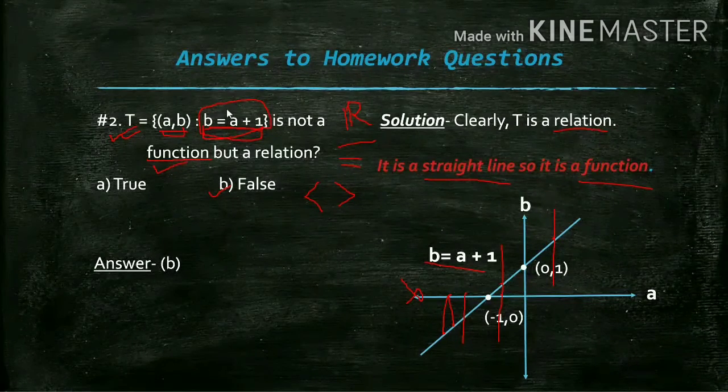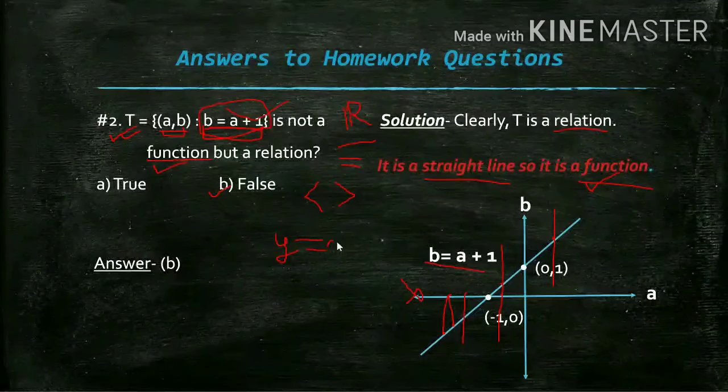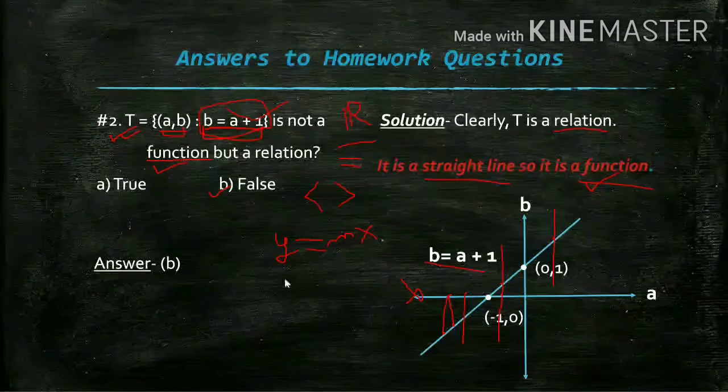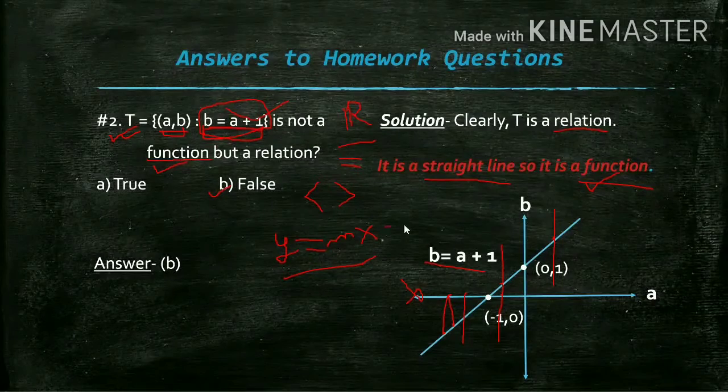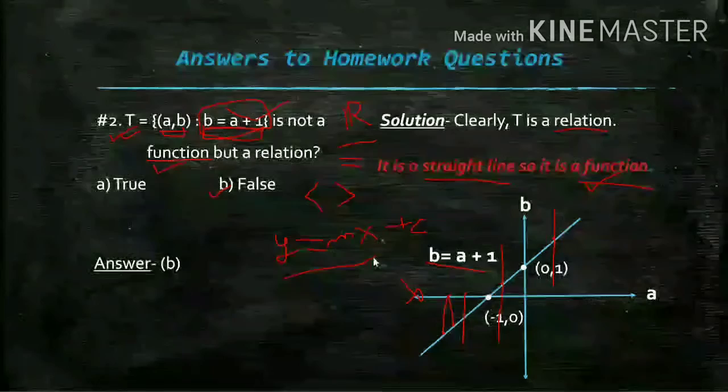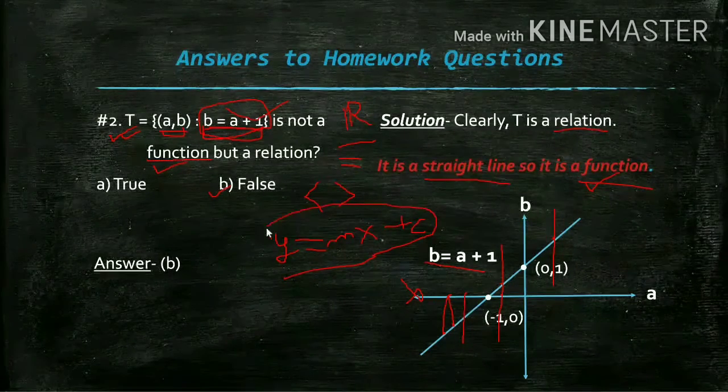So whenever you are given the relation of a straight line, you can directly say that it is a function, no doubt. Like as we did in the earlier case, y is equal to mx. There we also drew the graph and found out that it was a function, right? And in general, for y is equal to mx plus c, the result is true that it is a function if the relation is like this.